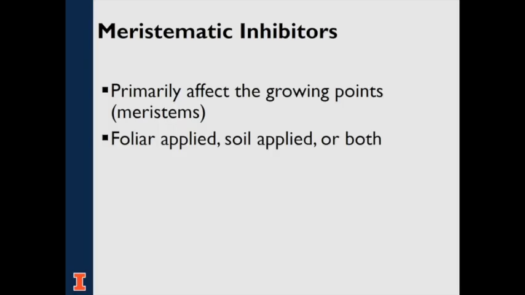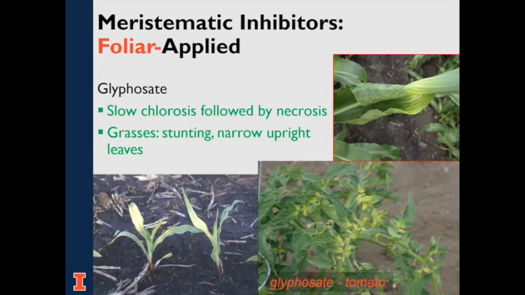Meristematic inhibitors primarily affect the growing points, called meristems. Products can be foliar applied, soil applied, or both. Glyphosate is a foliar-applied meristematic inhibitor that causes very slow chlorosis followed by necrosis. Grasses will show stunting and narrow upright leaves. The chlorosis of glyphosate may appear almost white or light green.